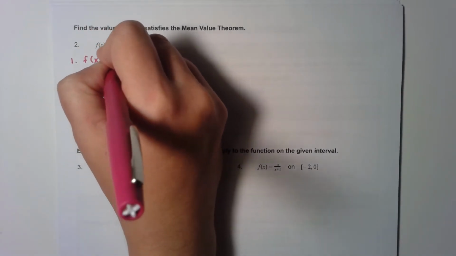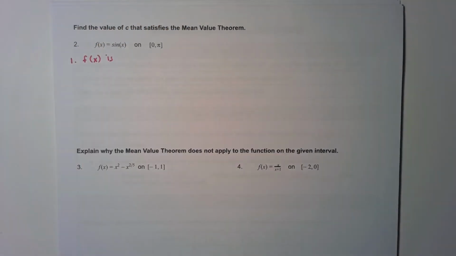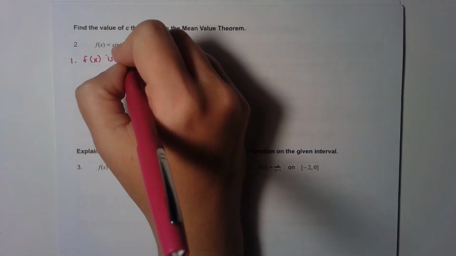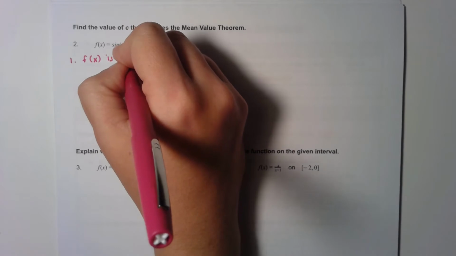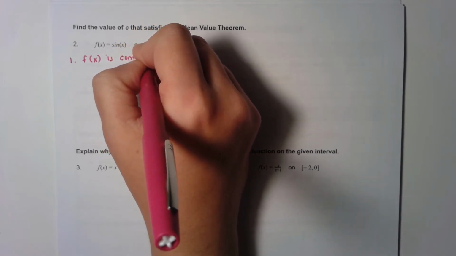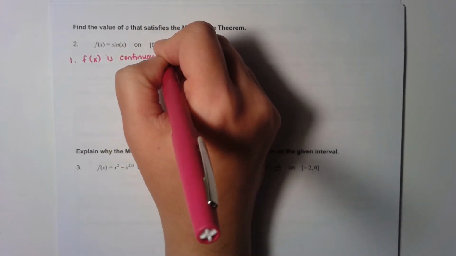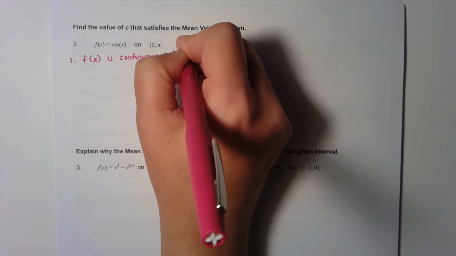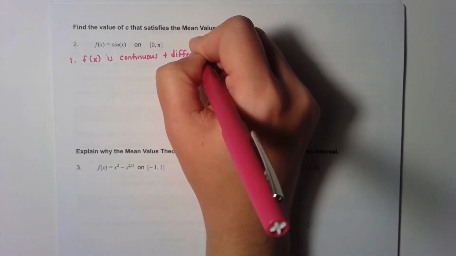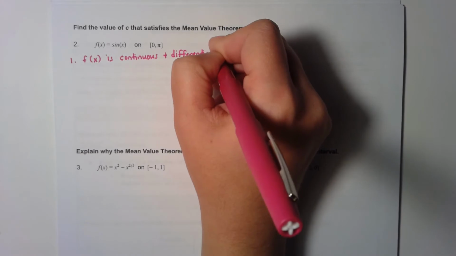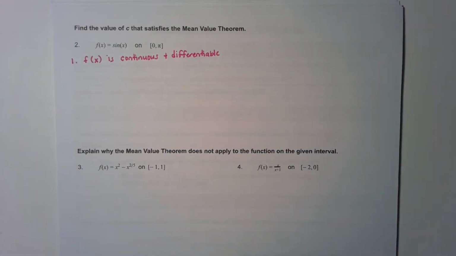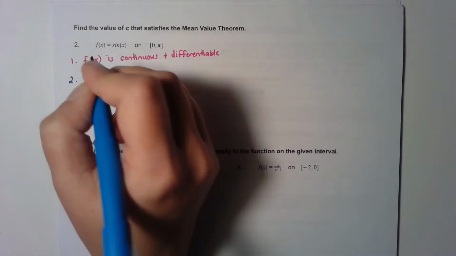And I know this because sine of x doesn't have any jumps, holes, discontinuities, corners, cusps, vertical tangents, anything like this. So it is continuous and differentiable just because I've graphed it before. I know what it looks like and it's not going to have anything weird going on. Second step is going to be to find the derivative and plug in c.